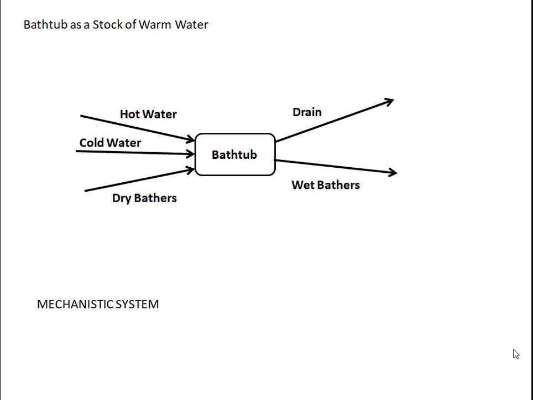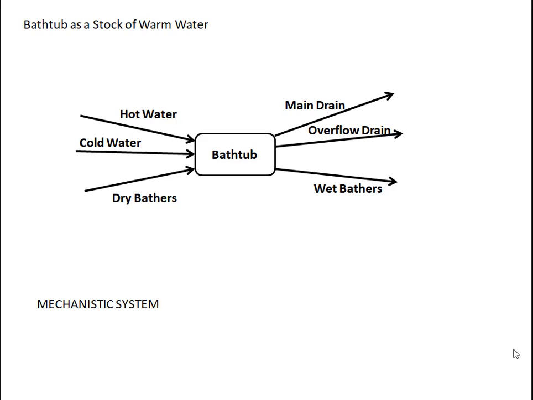One of the reasons I have to show the wet bather getting out is that the wet bather takes some water with them as they come out. So the water that comes out on the bather and has to be drawn off with a towel does not go down the drain. So to truly account for all the water in the bathtub, I need to know that the wet bathers are coming out and some of the water is going out with the bather.